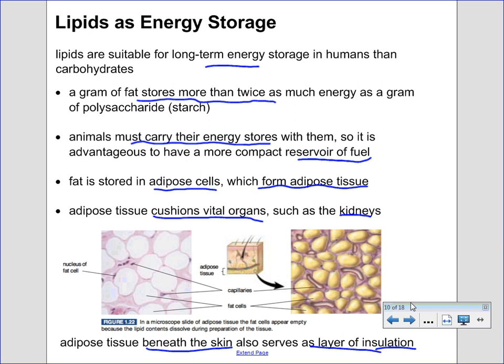So these triglycerides, or these lipids, will not affect the osmotic balance of the cytoplasm of these adipose cells. Whereas storing glucose in the form of glycogen would be stored directly within the cytoplasm itself and could affect the osmotic balance of the cytoplasm of a cell.